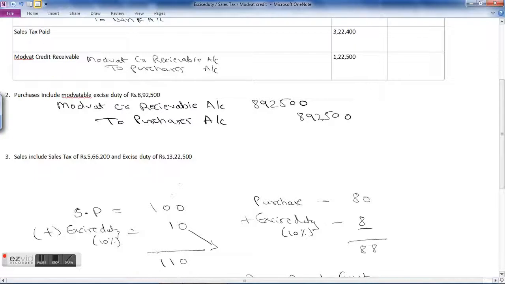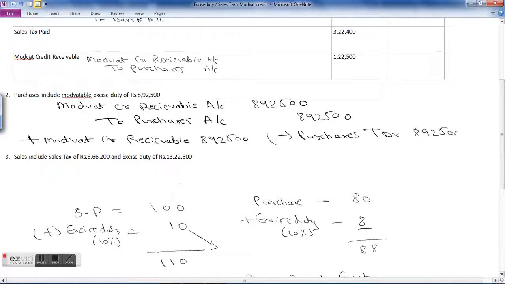What will be the impact of this entry? Add 8,92,500 to your MODVAT credit receivable account and reduce 8,92,500 from your purchases on the trading account debit side. This will be the impact of this entry.